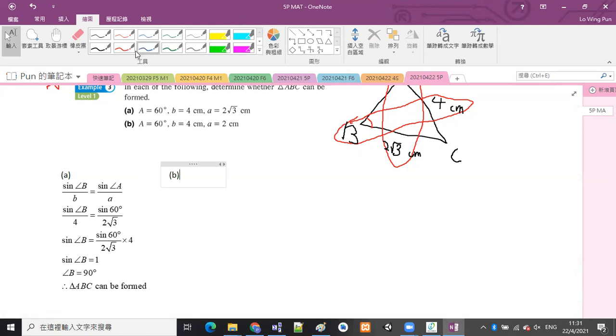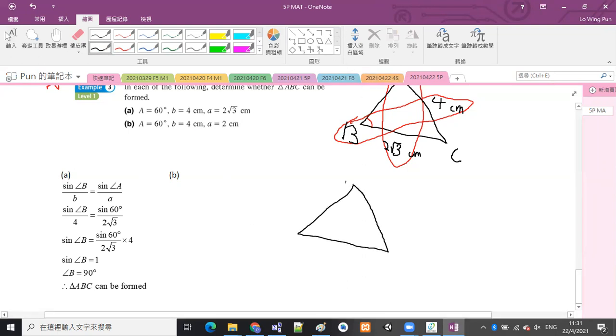Part B. This time, we still have triangle ABC like this, and then we just fill in the numbers first. Angle A is 60 degrees, length B is 4 cm, and length A is 2 cm. Do we have one pair of known length and angle? Yes, should be the A pair. And then we can find angle B here. Can you see this?